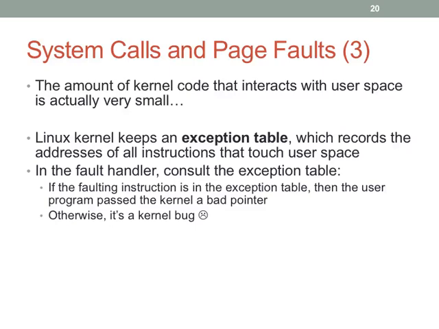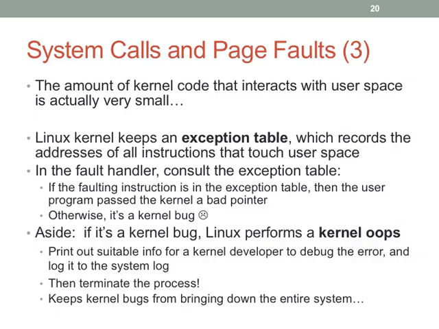Okay. If the faulting instruction is not in the exception table, then the assumption is that it's a kernel bug. Okay. The kernel dereferenced null, the kernel accessed something else that's just in la la land, we don't know where, but basically it decided to access something that was invalid. Okay? And so what it does when it has a kernel bug is it actually tries to salvage as much of the situation as it can.